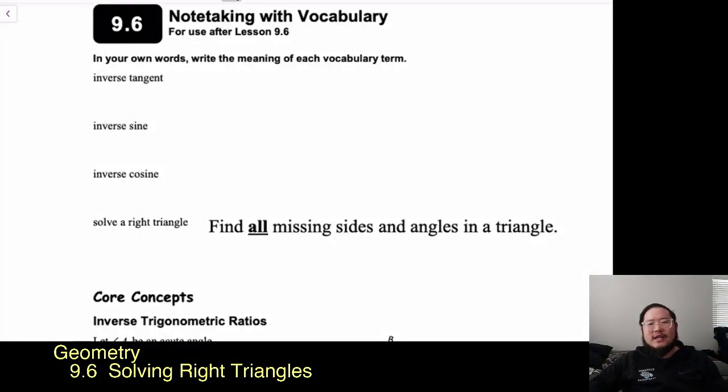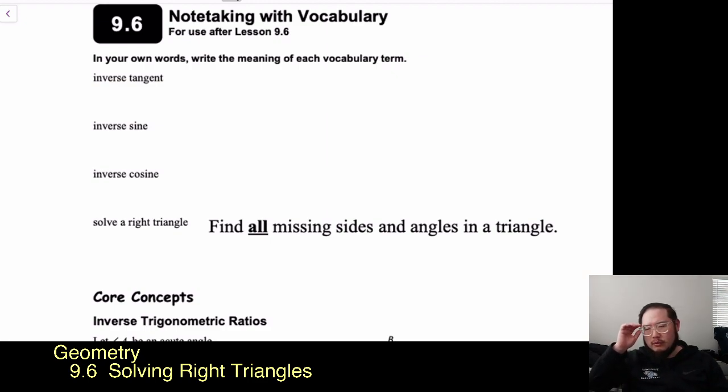All right, let's take a look at section 9.6, solving right triangles. So what does it mean to solve a right triangle? Well, we've already been solving right triangles. We've been figuring out the side lengths of the right triangle. So what does it mean to solve a right triangle, if we've already been doing it? Well, one thing that we haven't solved for necessarily has been the angles.